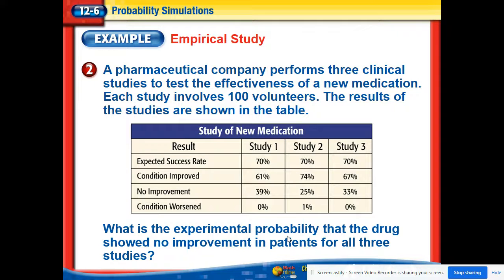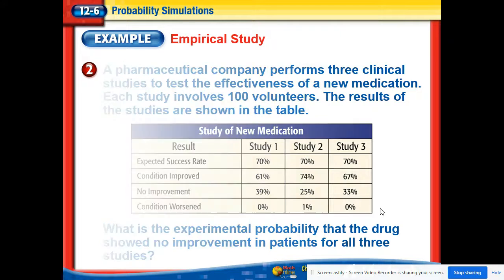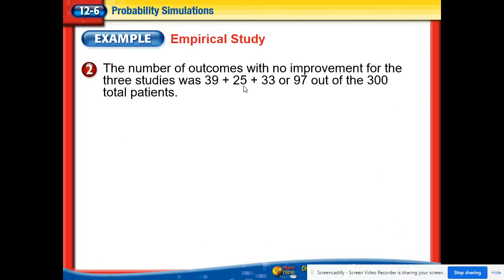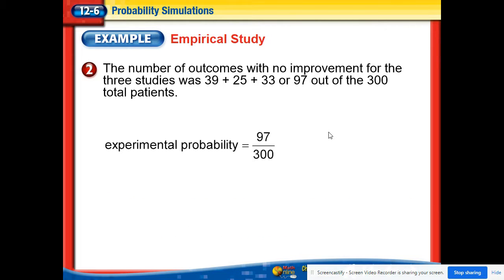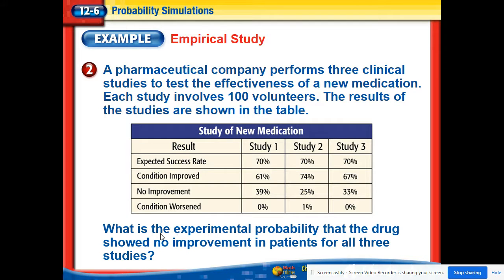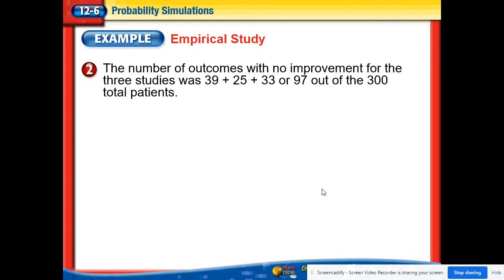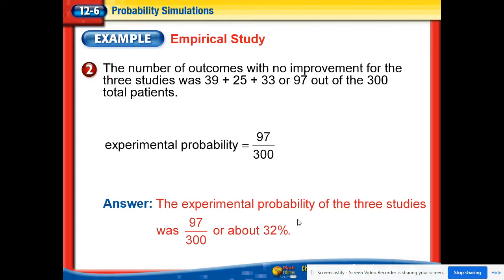So what is the experimental probability? Remember, each of these are 100 each. So we're going to put these together and find out what the total experimental probability for the drug was. So 39, 25, and 33 are 97 out of 300. So dividing it by 3, we get, that was no improvement. They wanted no improvement. That showed no improvement. So we're looking at these 3, not the top 3. My mistake. So 39, 25, and 33. Put those together. So about 32% showed no improvement.